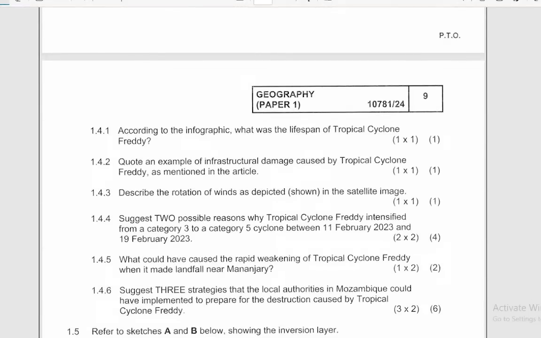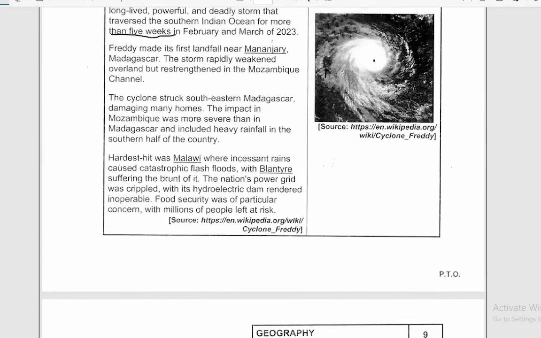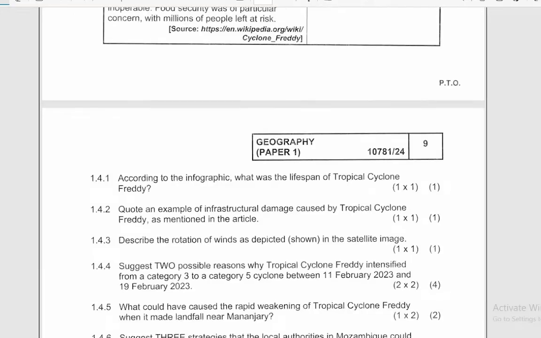Quote an example of infrastructural damage caused by Tropical Cyclone Freddy as mentioned in the article. We are quoting here, which means we are just going to extract information which is relevant to our question. Our question is based on infrastructural damage. Infrastructure, we are looking at those facilities which are necessary for the economy to function. The facilities necessary for production of goods and services to take place in an economy. We talk of road networks, communication networks, buildings, rail networks, and all those forms of infrastructure.